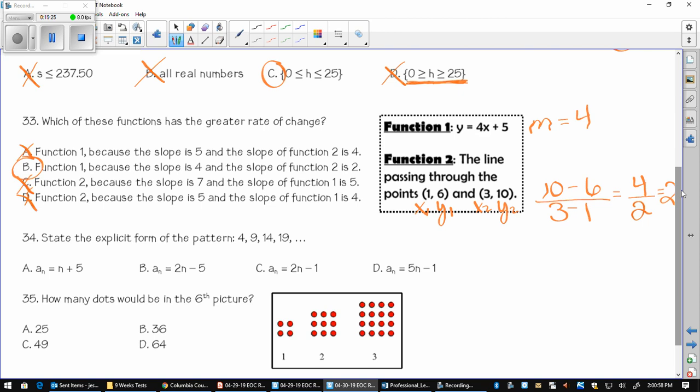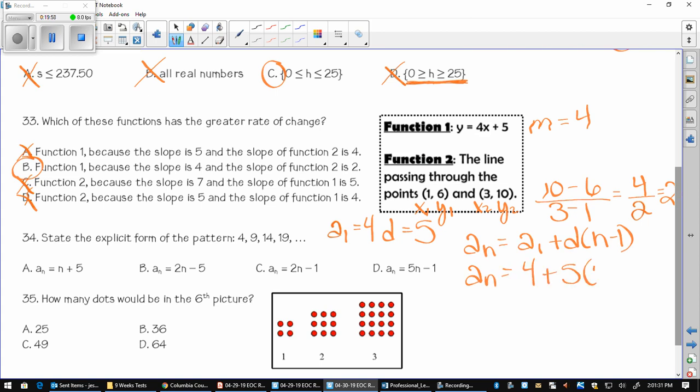On 34, it wants us to get the explicit form of the pattern. So I need a sub 1, and I need d. a sub 1 is the first term, so that would be 4. d is what it's changing by. Here it's adding 5, so that would be plus 5. So then we need to plug it into the explicit formula. So that is a sub n equals a sub 1 plus d times n minus 1. And now I'm just going to plug in. So a sub n equals 4 plus 5 times n minus 1.